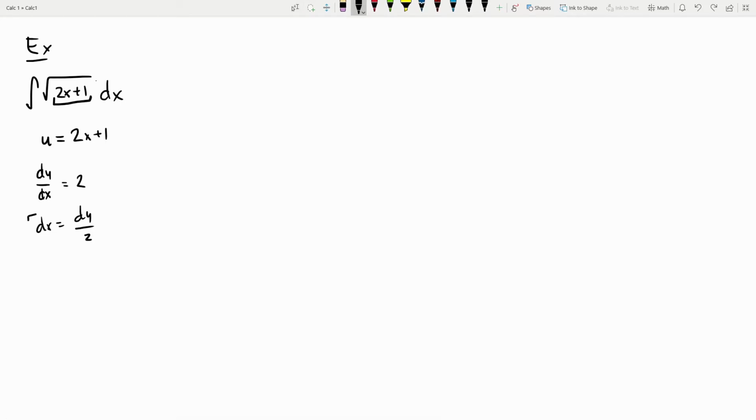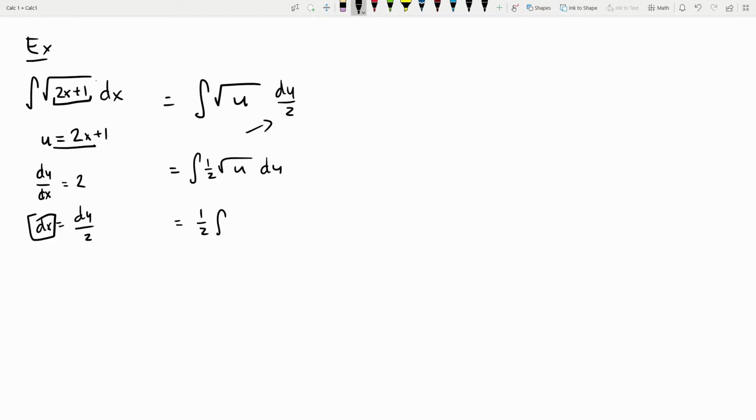So again, here we have dx, we have what u is, time to just substitute this in. We're going to be left with the square root of u, and then dx is going to be du over 2. And again, it's nice because we get to see what our constant is, so it's going to be a half. So this is going to be the integral of 1/2 times the square root of u du. So there it is.